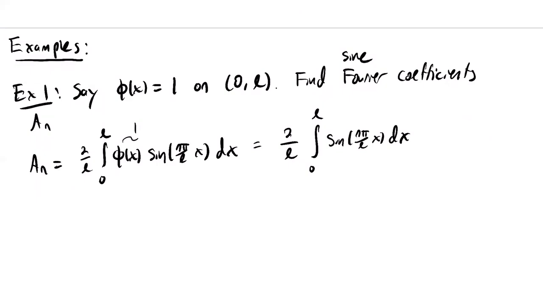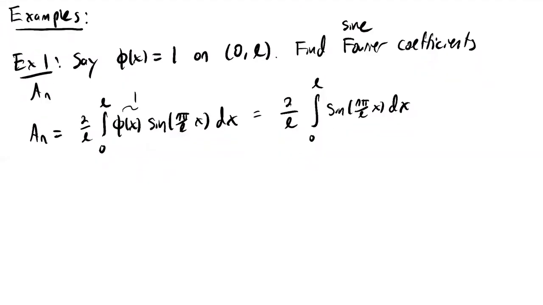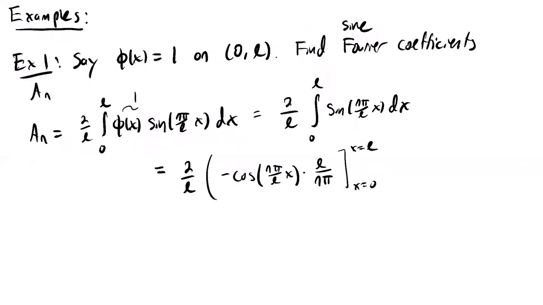Well, this turns out to be an easy calculation. The examples we'll see next time are not so easy. So now I just take the fundamental theorem of calculus and take the antiderivative. The antiderivative of sine is negative cosine, and I just have to take into account the chain rule when I do this. So I end up with 2 over L times negative cosine of n pi over L x times L over n pi, because I'm reversing the chain rule. And I'm looking at this between x equals 0 and x equals L.